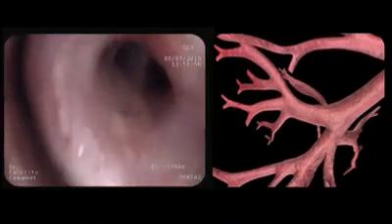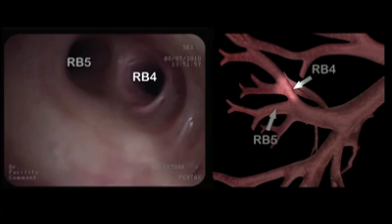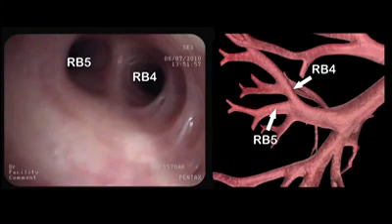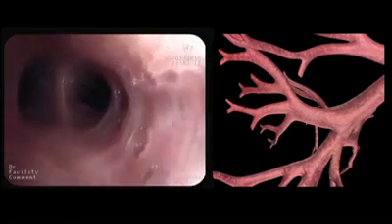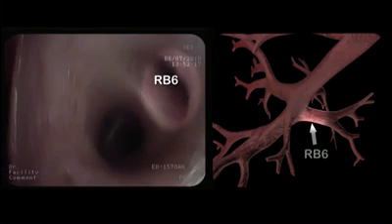We then enter the middle lobe bronchus, which divides into the lateral segmental bronchus, or RB4, and the medial segmental bronchus, or RB5. After going back to the intermediate bronchus, we identify and enter the apical segment of the lower lobe, or RB6.